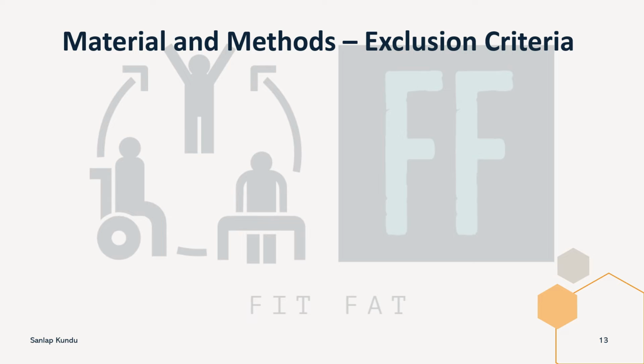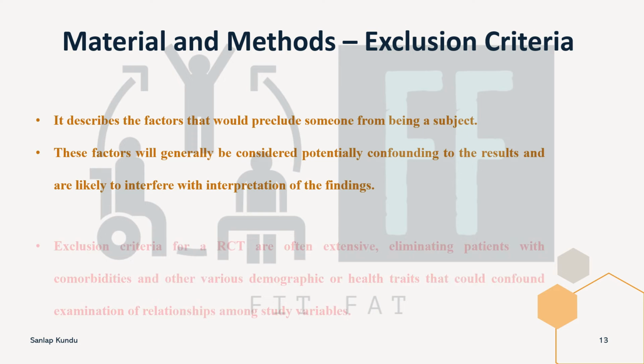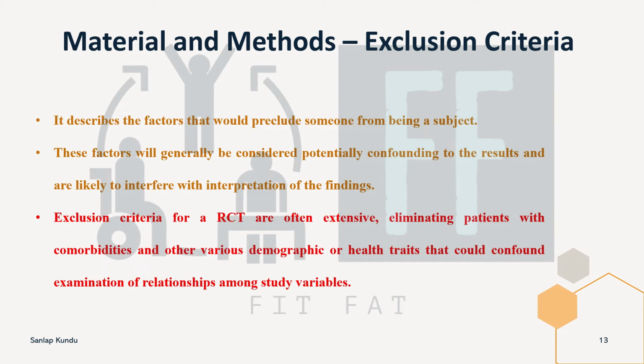That will come under your exclusion criteria, which describes the factors that would preclude someone from being a subject in your study. These factors will generally be considered potentially confounding to the results and are likely to interfere with interpretation of the findings. So we need to exclude those patients for the betterment of the study. Exclusion criteria for RCTs are often extensive, eliminating patients with comorbidities and other various demographic or health traits that could confound examination of relationships among study variables.